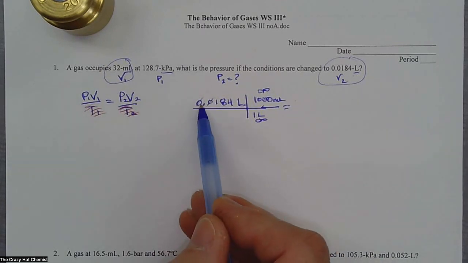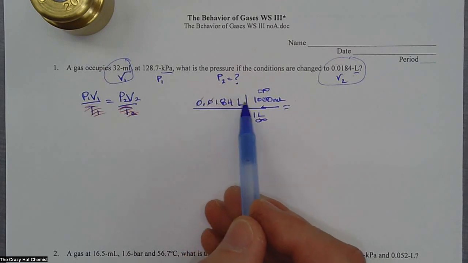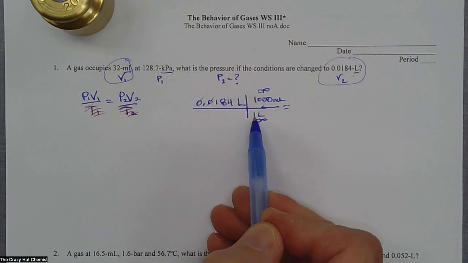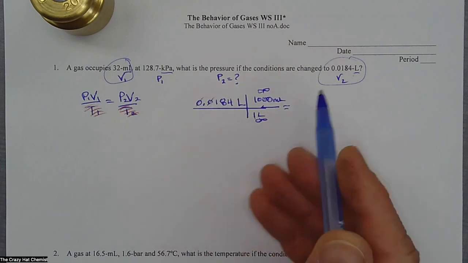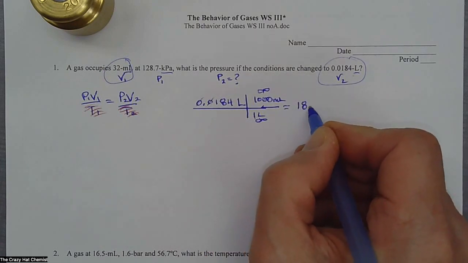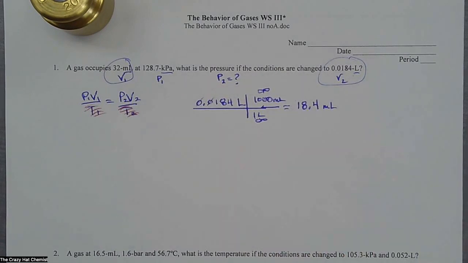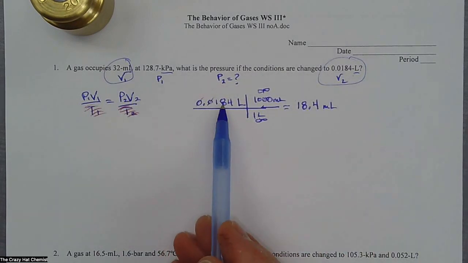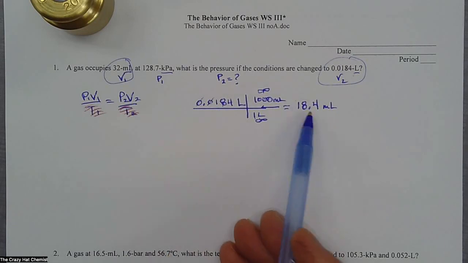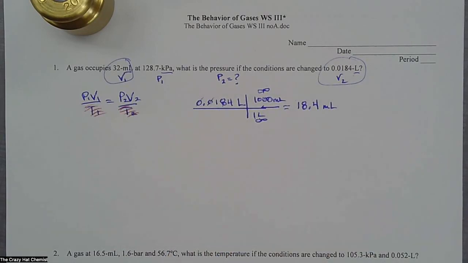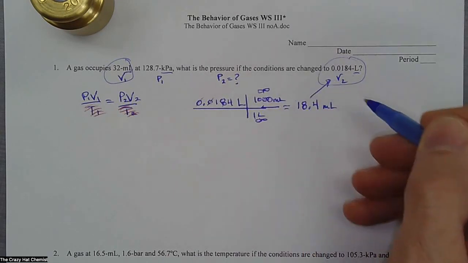So I'm going to say 0.0184 times 1,000 divided by 1. And then I'm going to get my answer here, and that will be 18.4 milliliters. That's my new volume here. And that's maintaining the same number of significant figures that we had previously, and that is 3. That has 3 significant figures. All right, so that is this number at volume 2.